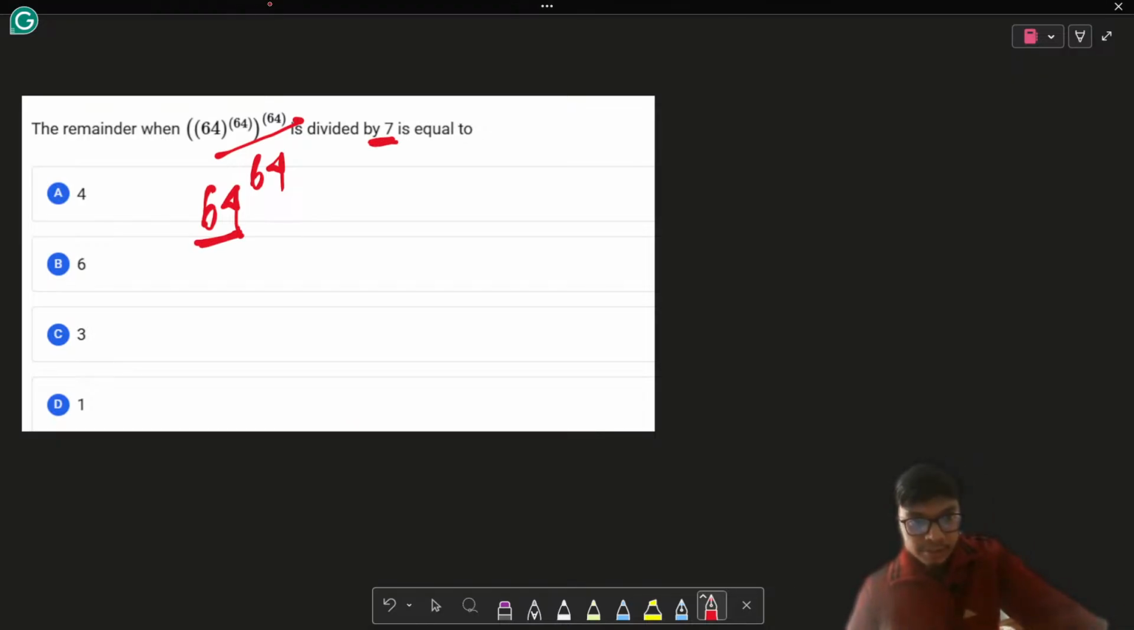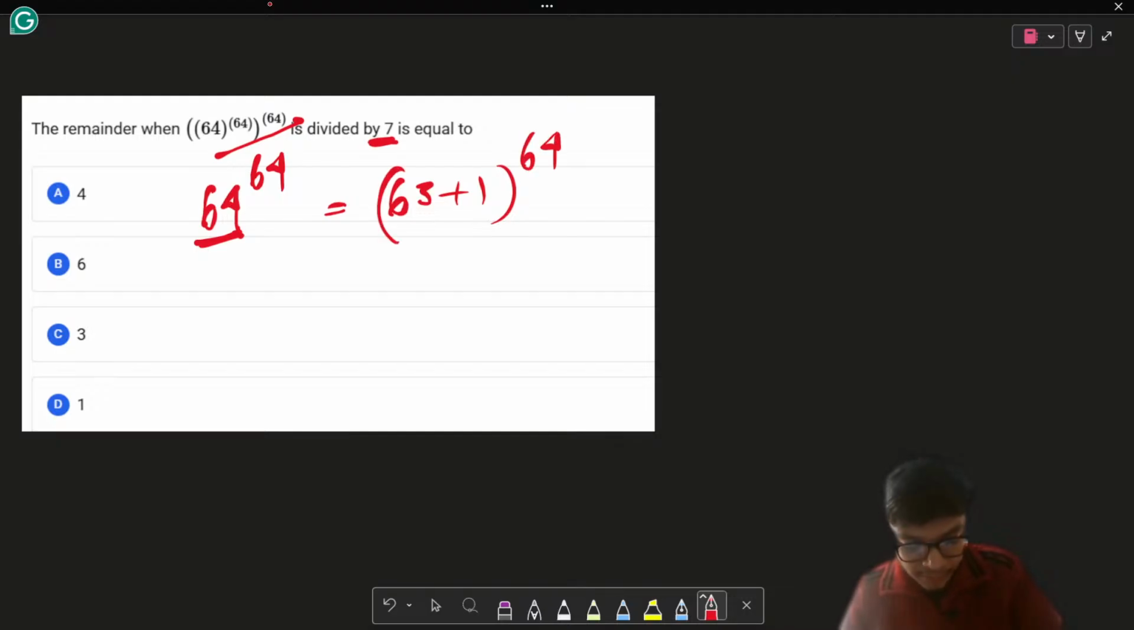So the closest multiple of 7 to 64 is 63. So I can write this particular term as (63 plus 1) whole to the power 64, right? This is how we can write this term. So when we do this binomial expansion, all the terms except the last one will be multiples of 63, and the last term is going to be only 1, right?